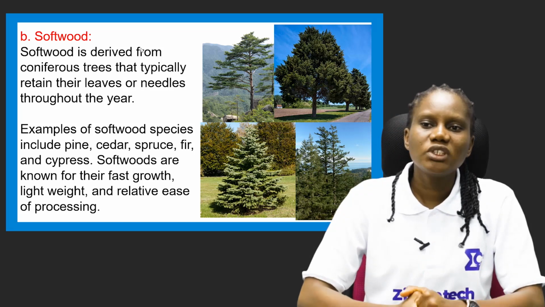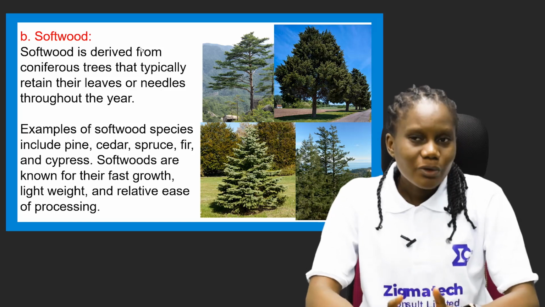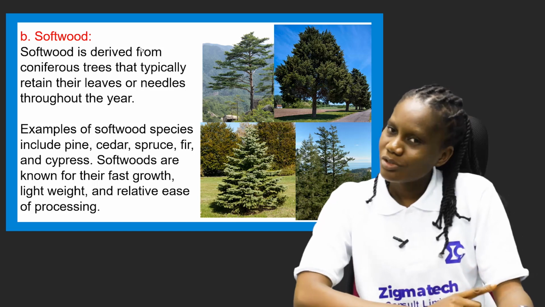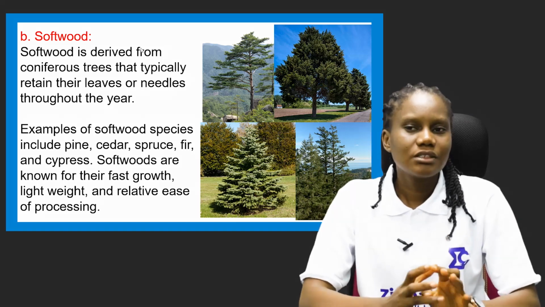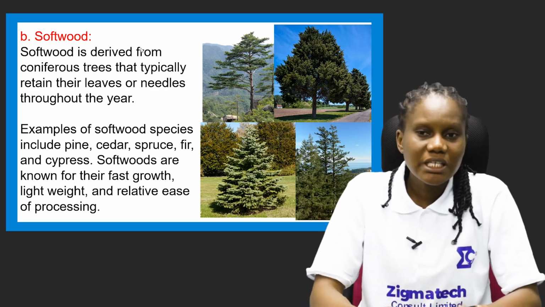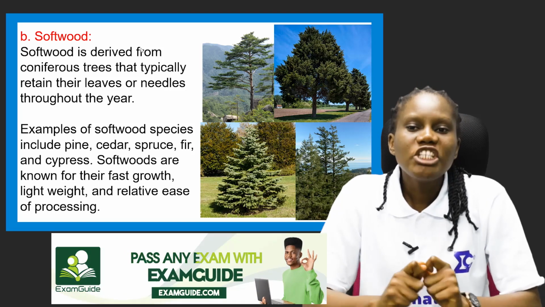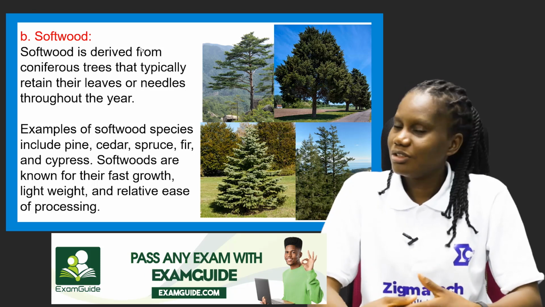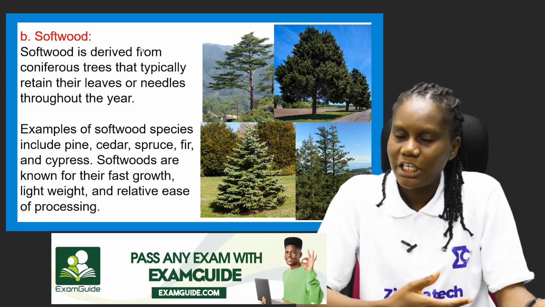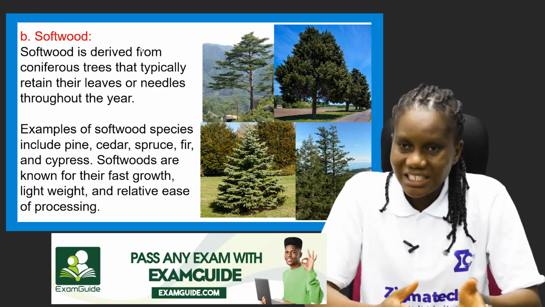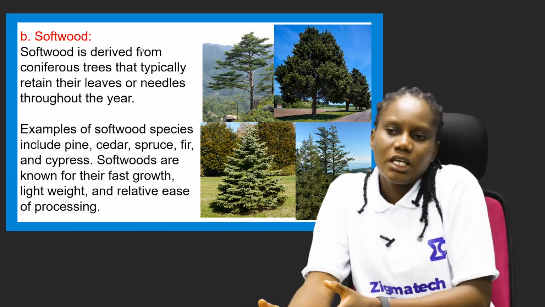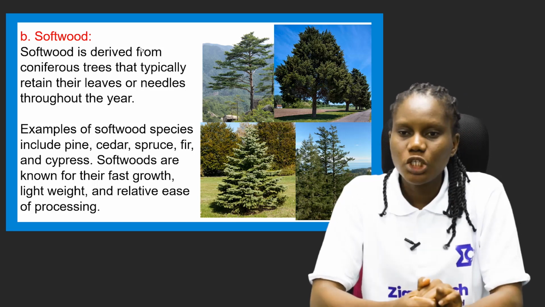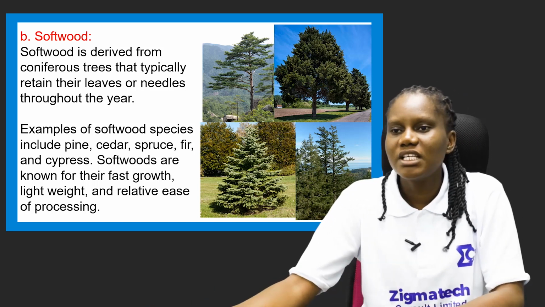Softwood is derived from coniferous trees. Hardwoods are derived from where? Deciduous trees. Softwoods are derived from coniferous trees that typically retain their leaves or needles throughout the year. So they are not seasonal. In the case of hardwood, they shed their leaves seasonally, but softwoods retain their leaves throughout the year. Examples of softwood species include the pine. The first picture we have here is the pine tree.